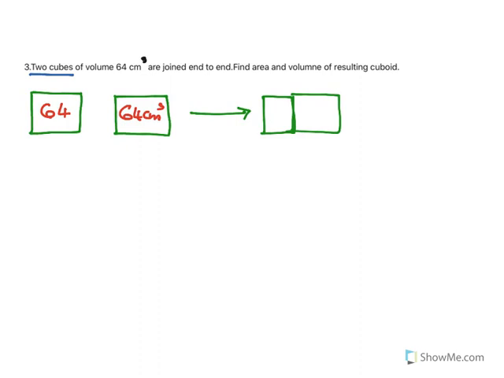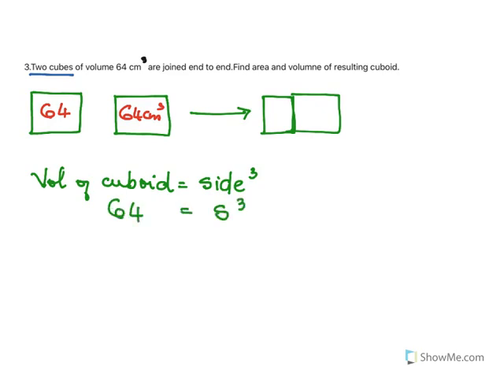The formula for volume of a cube is side cube. So here the volume is 64, which is equal to side cube, and 64 is 4 cube, so your side is 4. Let's get back to the figure. So this side is 4 and this side is 4. So this entire side will be 4 plus 4, and that will be 8 centimeters.